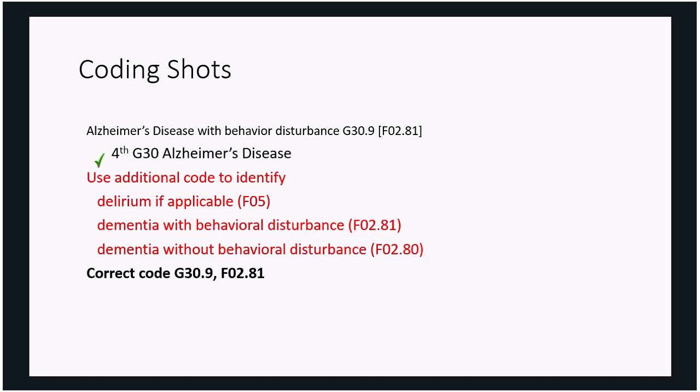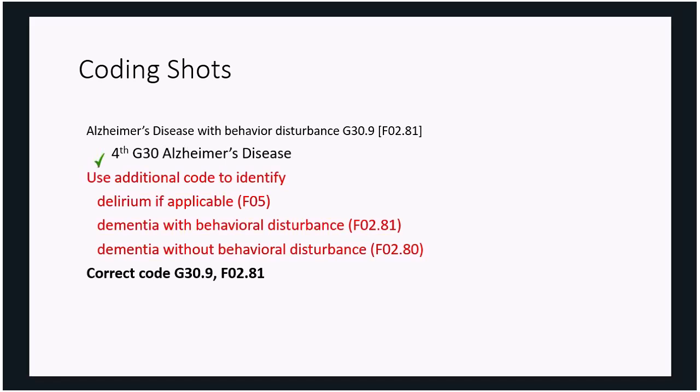Let's look at this example more closely. A patient is diagnosed with Alzheimer's disease with behavior disturbance. When you go to the alphabetical index under disease and then Alzheimer's, what you're going to see is G30.9, and then you'll see a code in brackets, F02.81. The code in brackets will always be secondary and follow the main code.